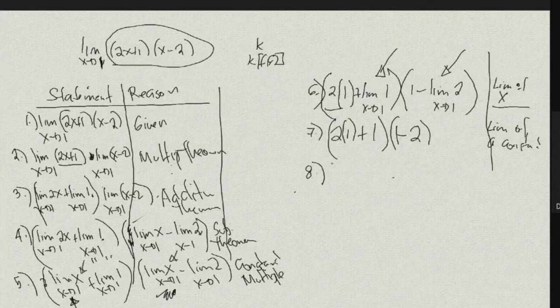Multiplication muna pala sa 2 times 1. Multiplication po. Pero no, parenthesis. Ayan, alam naman natin na kahit ano pwede yan eh. Magiging 2 plus 1 times 1 minus 2. So, bakit 2 times 1 is equal to 2?